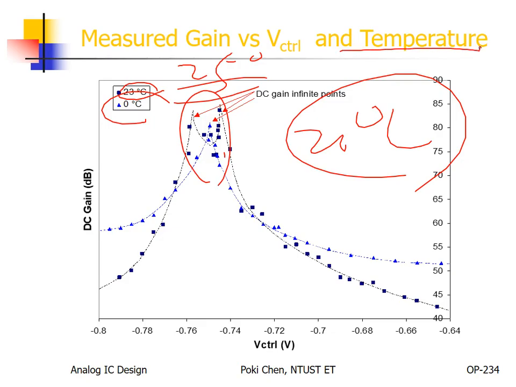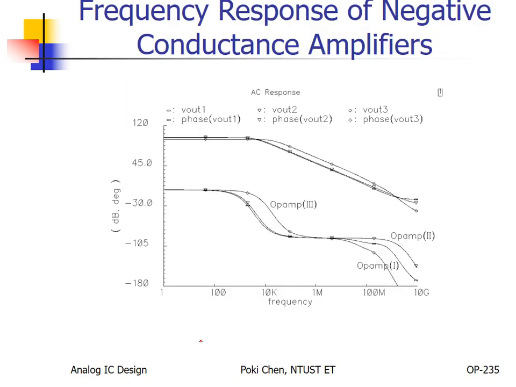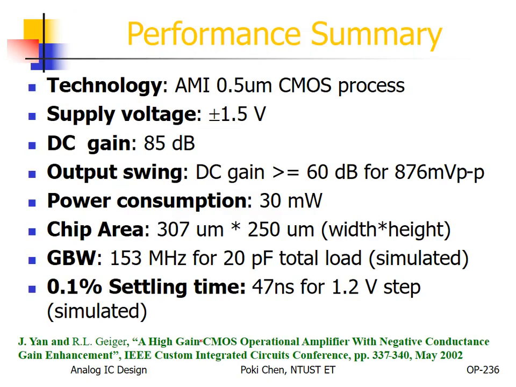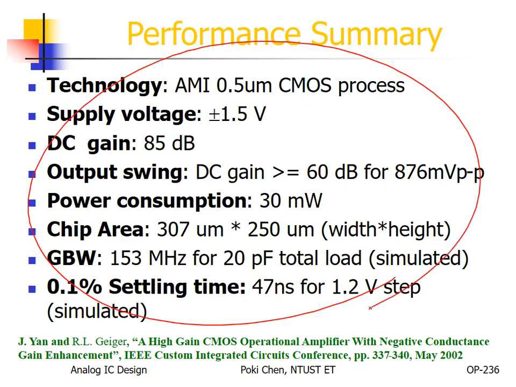So what is the conclusion? If possible, after fabrication, you can have some kind of automatic gain control or automatic tuning to fix the control voltage around this area. Then you can get very high gain through the help of positive feedback instead of negative feedback. And this is the frequency response for you to refer to.